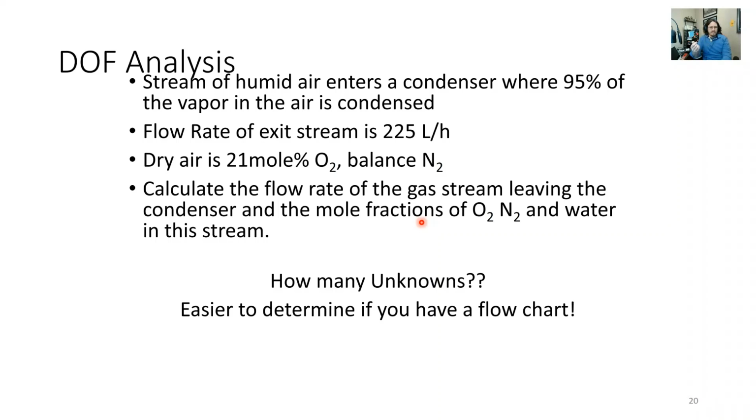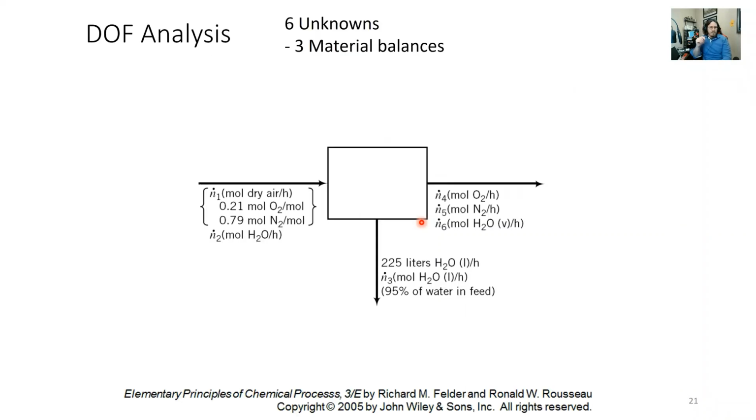Oxygen in the balance is nitrogen, so that means it's 79% nitrogen. So you want to calculate the flow rate of the gas leaving the condenser and the mole fractions of O2 and N2 in the water in this stream. And so this is just kind of a bunch of words, so it's easier to determine if you have a flow chart. If we look at this flow chart, we have 6 unknowns, really.